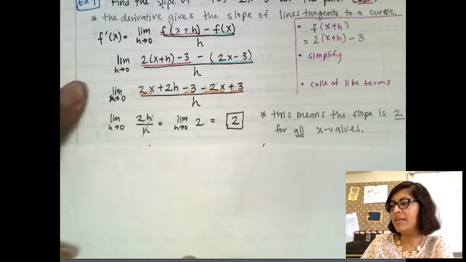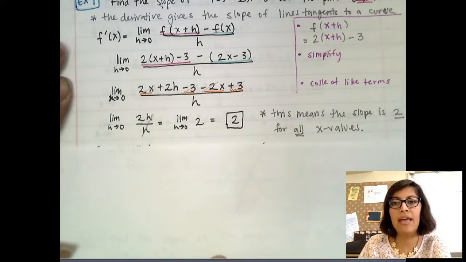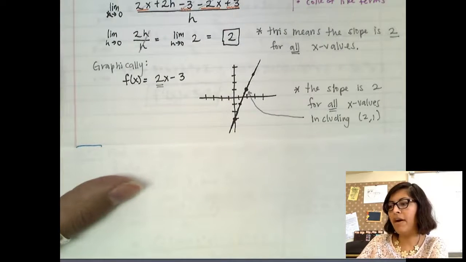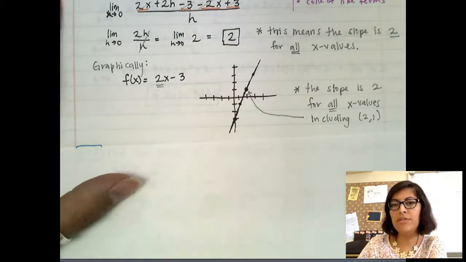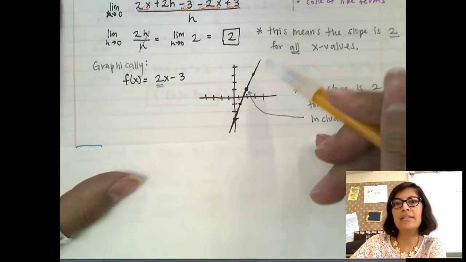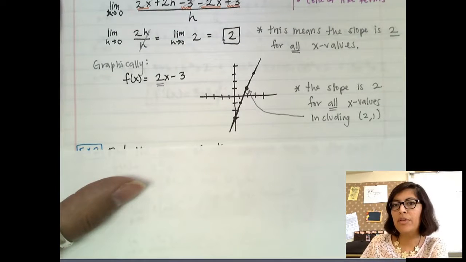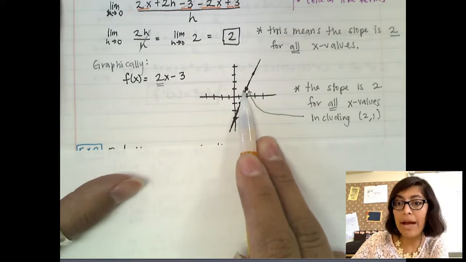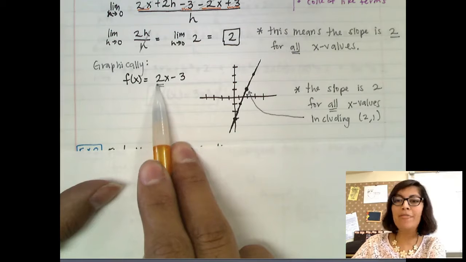Again, this means that the slope is 2 for all x values. It doesn't have an x there, so it's 2 for all x values. It makes a little more sense when we look at the graph. The graph of f of x, 2x minus 3, is going to look like this. The slope at any point of this tangent curve is actually the slope of our line. And we know our slope is 2 everywhere.